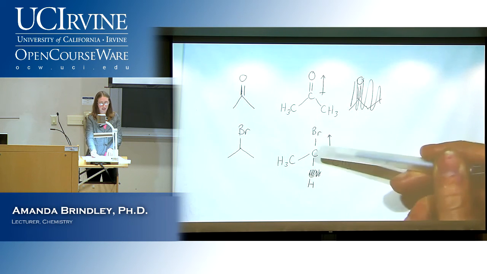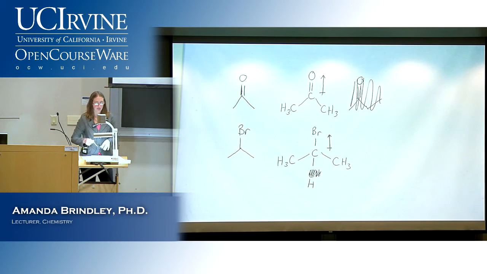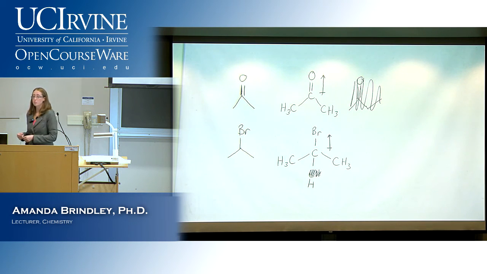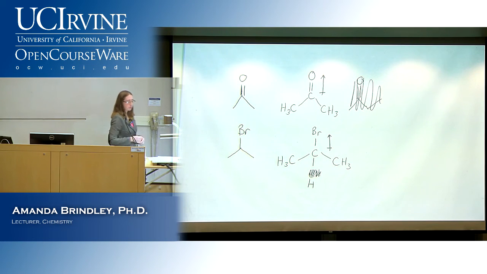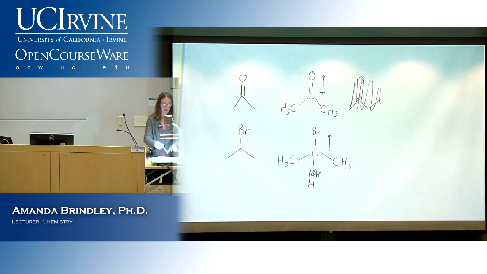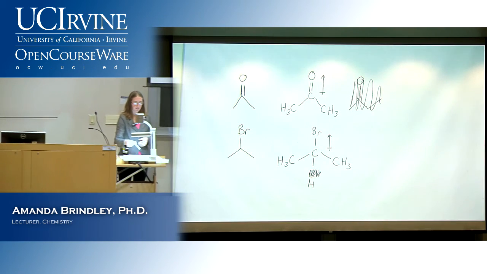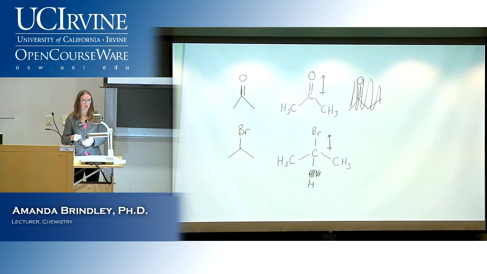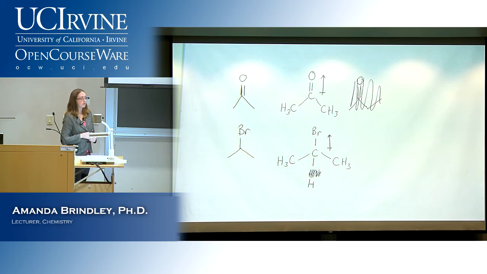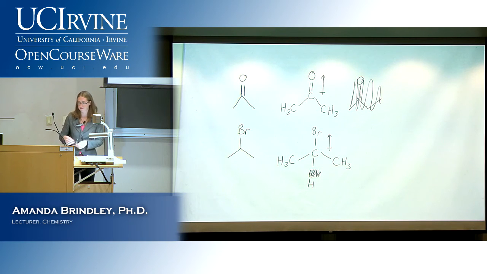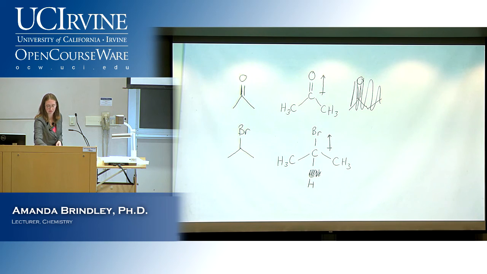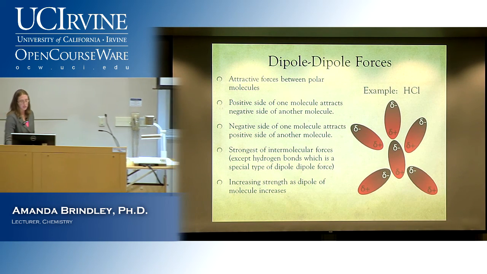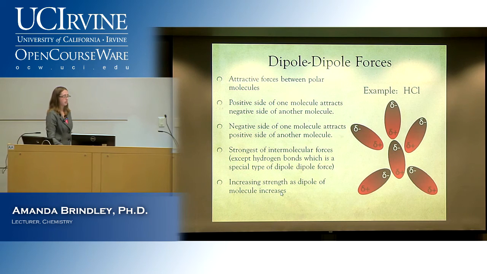High electronegativity, low electronegativity. Okay, so now to decide which one has more dipole forces, we'd have to decide which dipole is stronger. So which one's more electronegative? I tried to set these up as close as possible to the same sort of atom. Which one's more electronegative, oxygen or bromine? Oxygen. So which one would have the greater dipole? Oxygen. So which one has more dipole forces? Oxygen. Okay, so that's what I mean here: increasing strength as the dipole of the molecule increases.